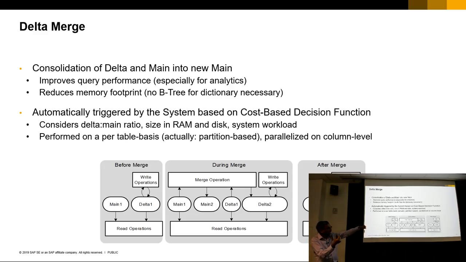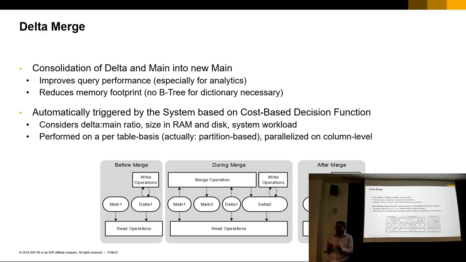So the read operations continue working. We basically start a new Delta in this intermediate phase. If a query arrives that was already running before this process started, then that goes against main one and Delta one, because that's the view they were looking at. If a query arrives later on, then that has to pull potentially from the old main, the old Delta, and the new Delta, because some of the new versions might be there.